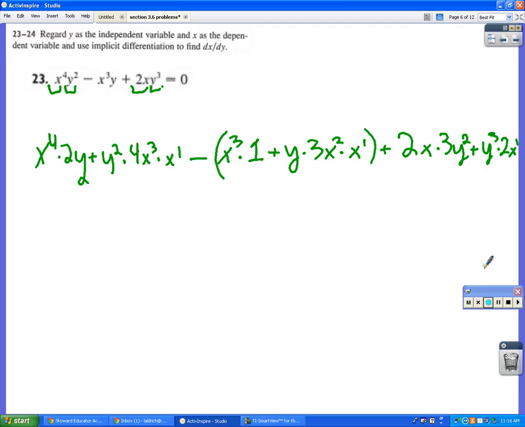Okay, I just put 2, I didn't know. Oh, okay. So when we switch it around, now the game is anytime there's an x, you have to put in an x prime. Okay? The last one is y cubed times 2x prime.